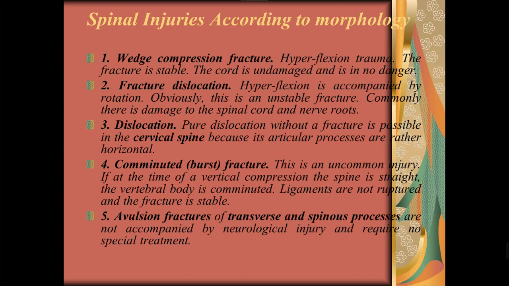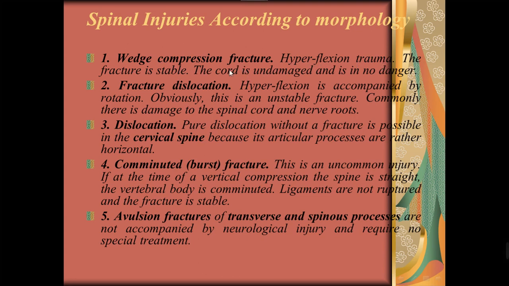Now, spinal injuries can also be classified according to morphology into the following types: wedge fracture, fracture dislocation, dislocation alone, comminuted or burst fracture, avulsion fractures of the transverse and spinal process injuries. Now, wedge compression fracture: here there will be hyperflexion trauma as the mechanism of trauma, as I told you just previously.